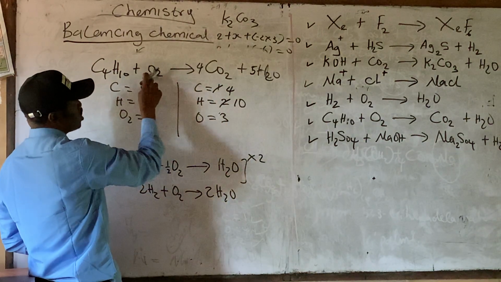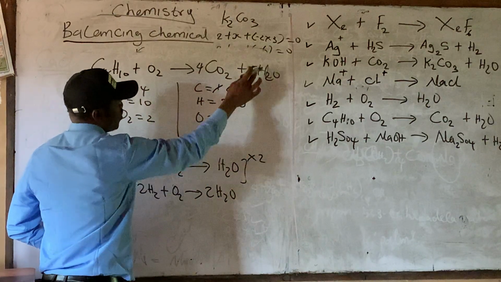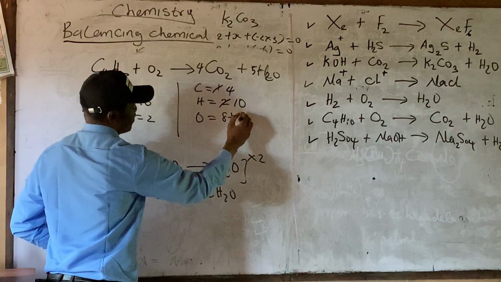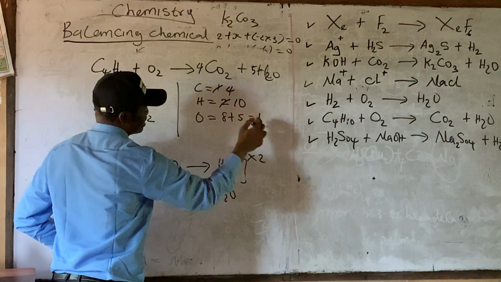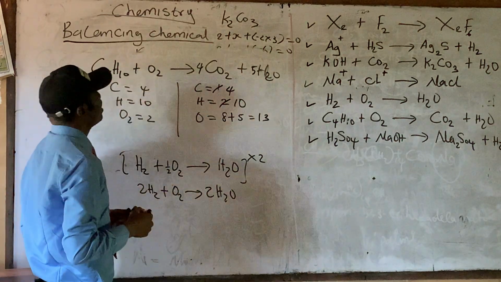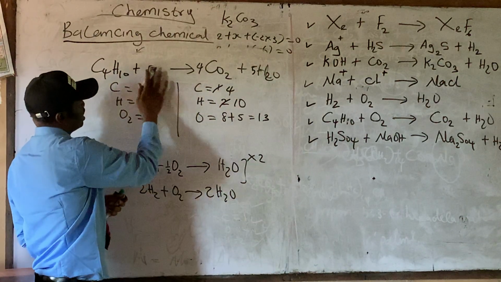But there's still a problem with oxygen. 4 times 2 now is 8. So 5 times 1, 5. So 8 plus 5. I'm having a total of how many oxygen? I think it's 13. Alright. So what we have here will become 13 over 2 inside of the oxygen.